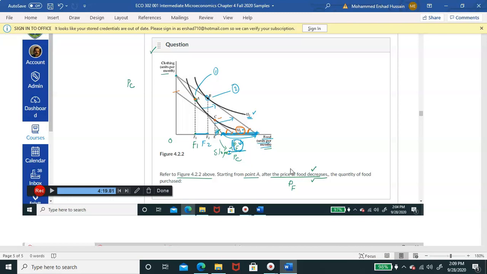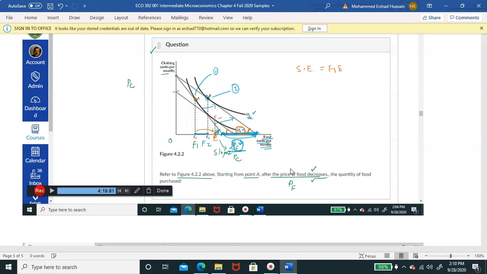When the price of food decreases, because food becomes cheaper, the consumer goes from F1 to E. This is E, corresponding to that tangent point C. That is the substitution effect. But then what about the income effect? So the substitution effect in this graph is going from F1 to E.